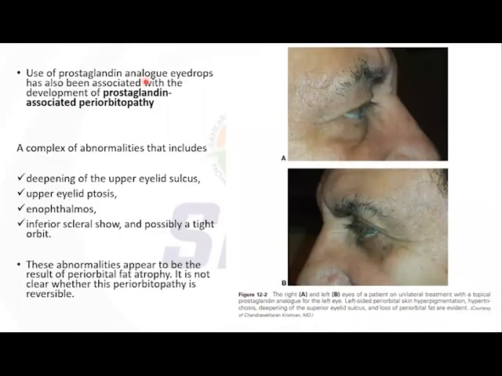Use of prostaglandin analog eye drops may be associated with the development of prostaglandin associated periorbitopathy. That includes deepening of the upper eyelid sulcus, upper eyelid ptosis, enophthalmos, inferior scleral show, and tight orbit.